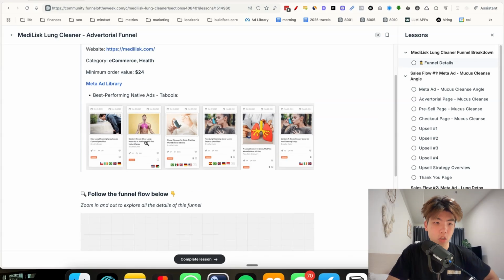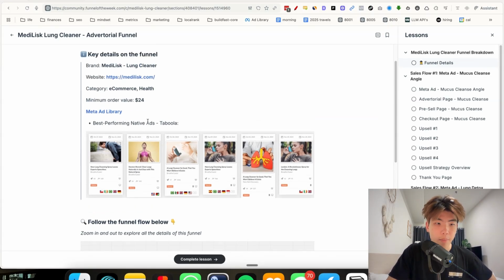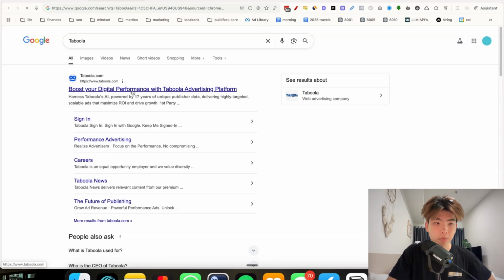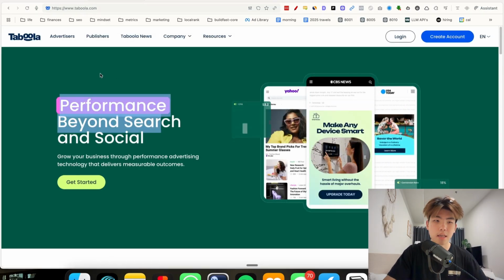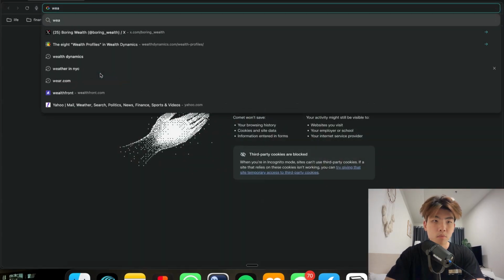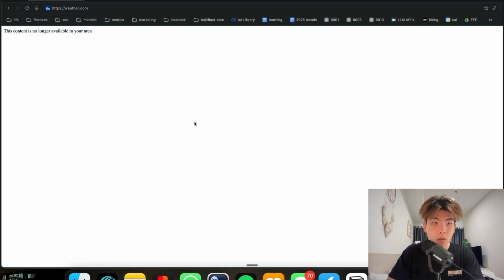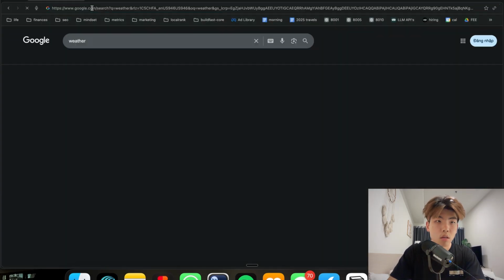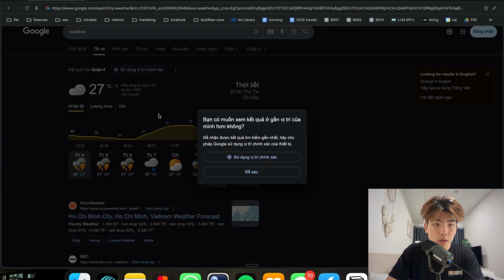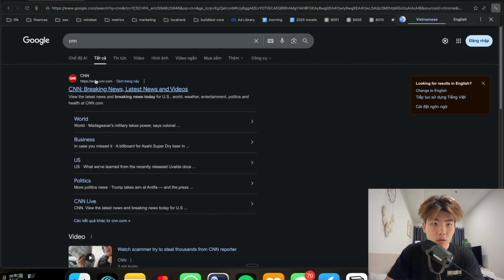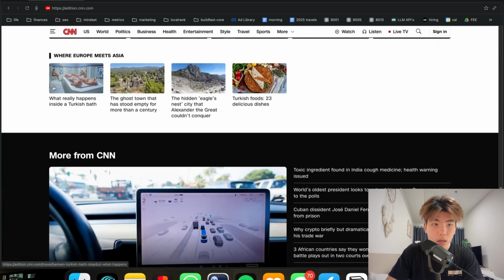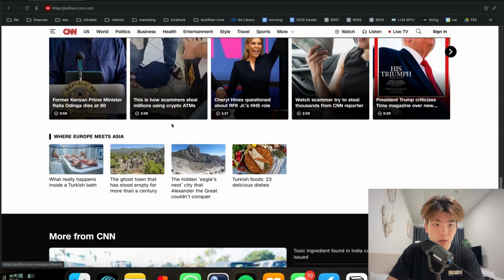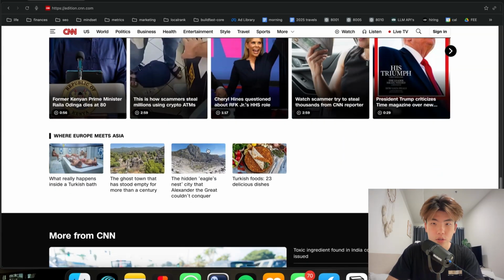Here are some of their ads. So they run ads on Taboola. I think this is a native ad platform. So if you run ads, you'll see ads on like CNN or weather.com. Wow, they really blocked it. Okay, never mind. So these are native ads that you see on news sites. Let me see if I can find one. I'm not sure if these are ads, but yeah, you guys get the idea. They're just native ads.